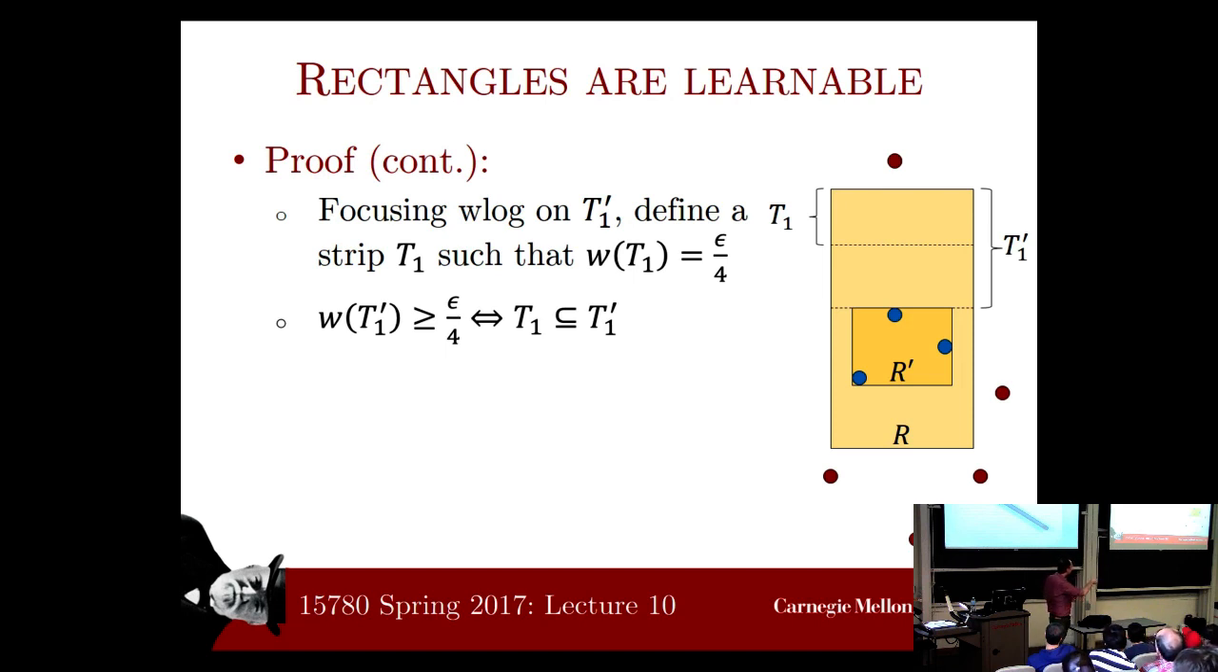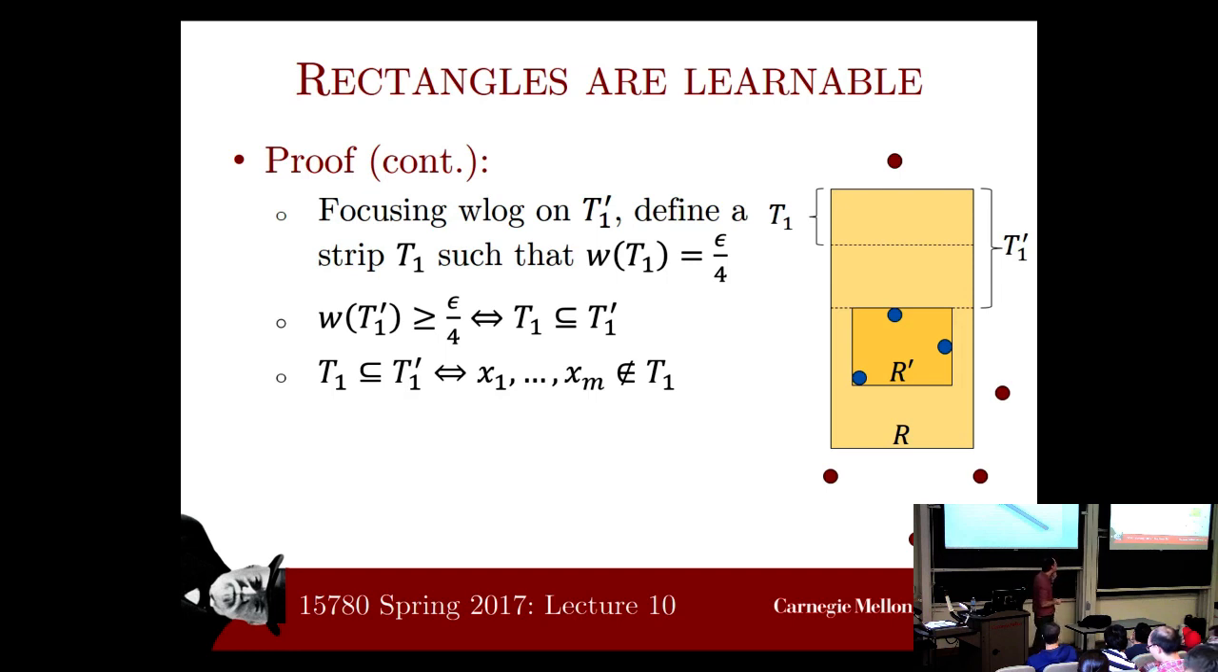On the other hand, if T1 prime is less than epsilon over 4, then this edge has to be somewhere here. It's going to stop before we hit the epsilon over 4 mark. So we have this property by the definitions. Now here's a slightly more subtle point. We're now at the most hairy part of the proof. It's going to be pretty easy from this point on.